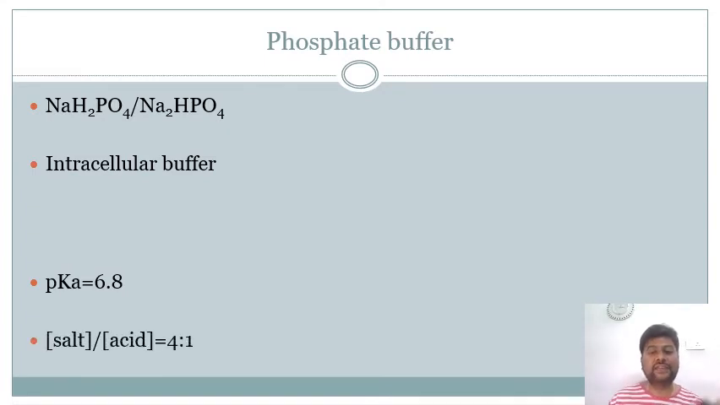Apart from that, even the base by acid ratio is 4:1, which is relatively good. Not as good as bicarbonate, but relatively good. But the plus point for phosphate buffer is that its pKa value is very close to the intracellular pH. Apart from being an intracellular buffer, it can also act as a good urinary buffer. Most of the acids excreted by the kidney will be removed only as a phosphate buffer. So that's it about phosphate buffer. Bicarbonate buffer is an extracellular buffer. Phosphate buffer is an intracellular as well as urinary buffer.